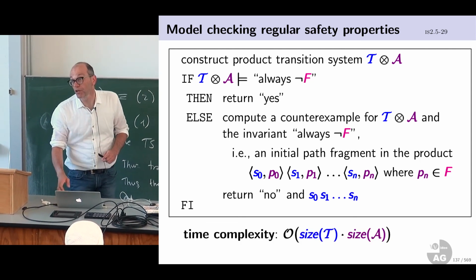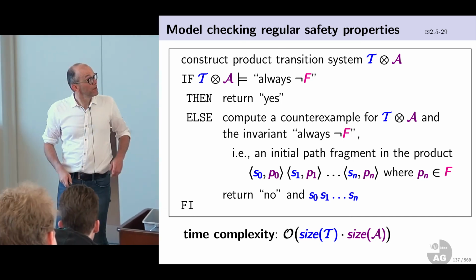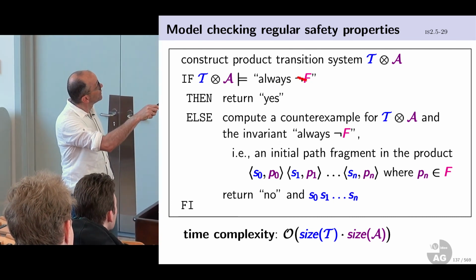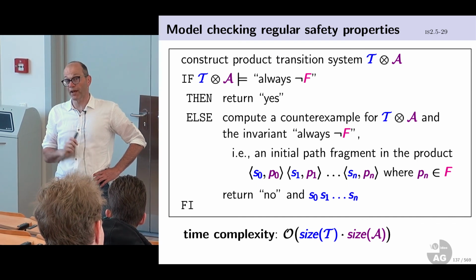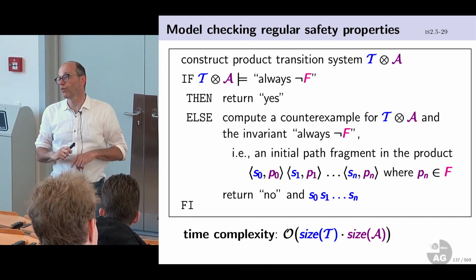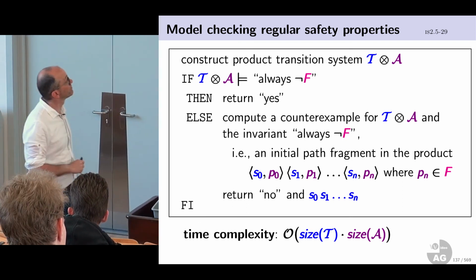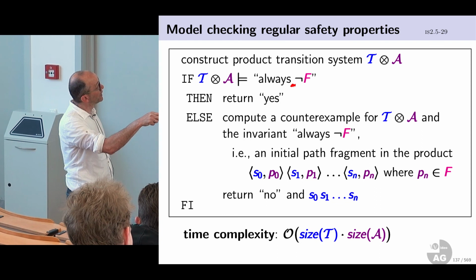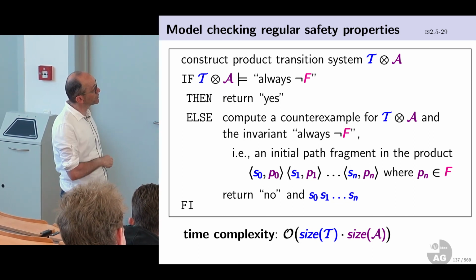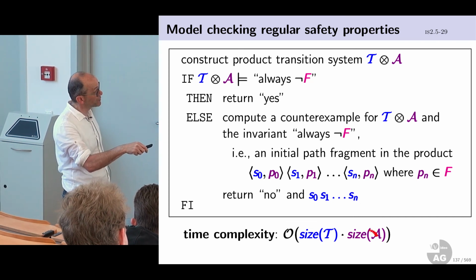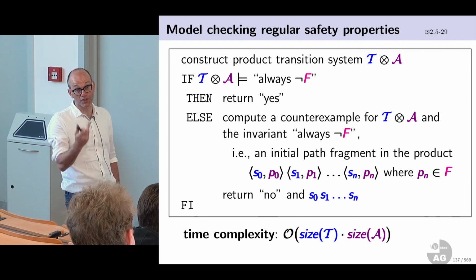Good. Time complexity of this algorithm. To check whether this holds can be done by a depth-first search, just a standard graph algorithm. You just look whether every reachable state is non-accepting. So this is linear in the size of this product. What is the size of this product? It's the size of T times the size of A. So it's the size of the transition system times the size of the automaton.